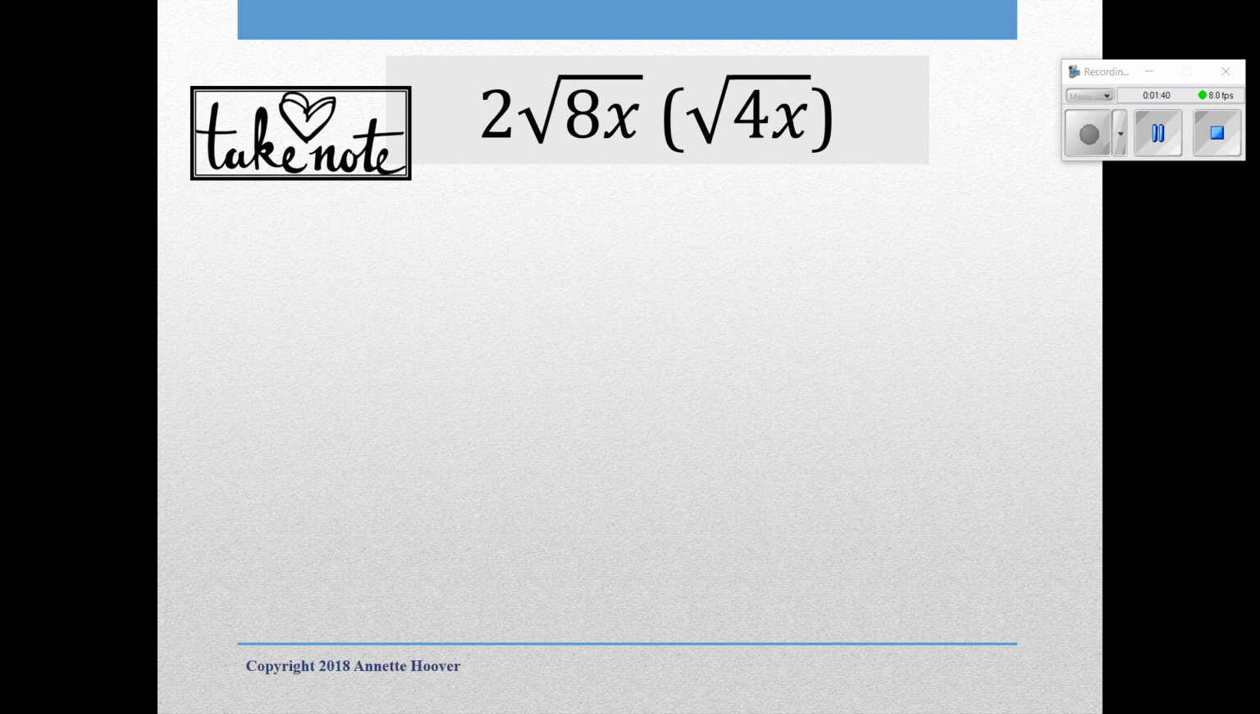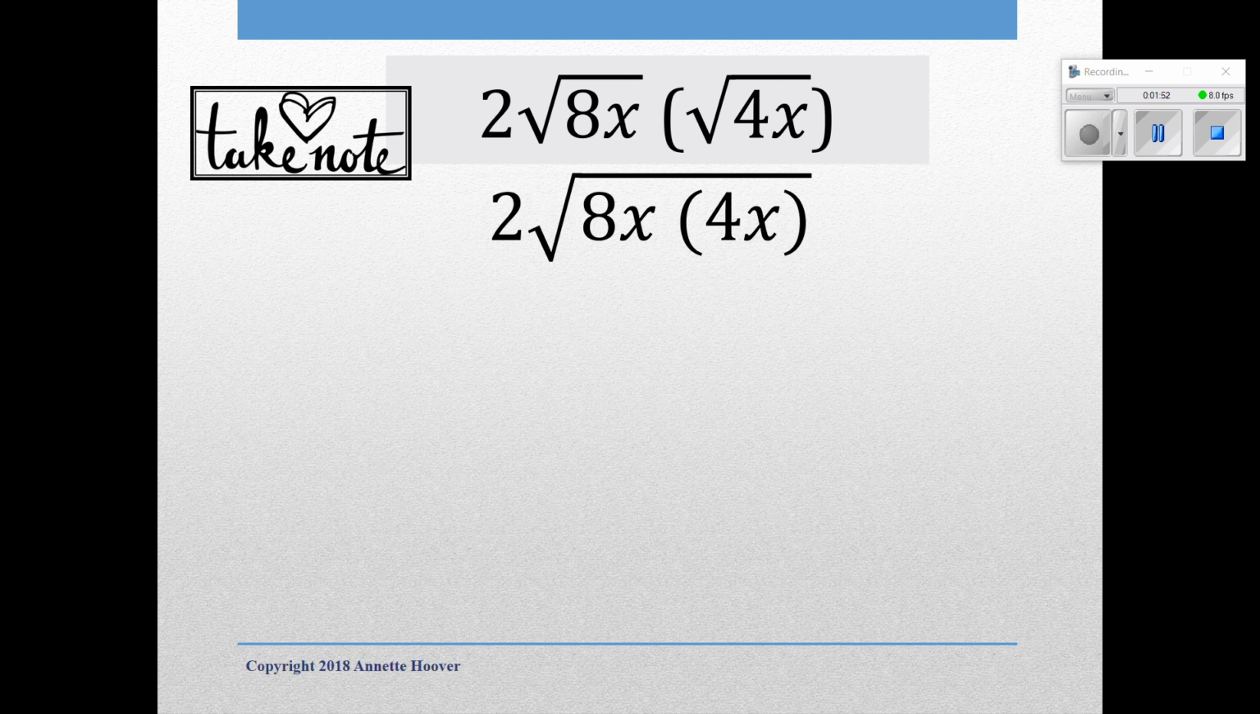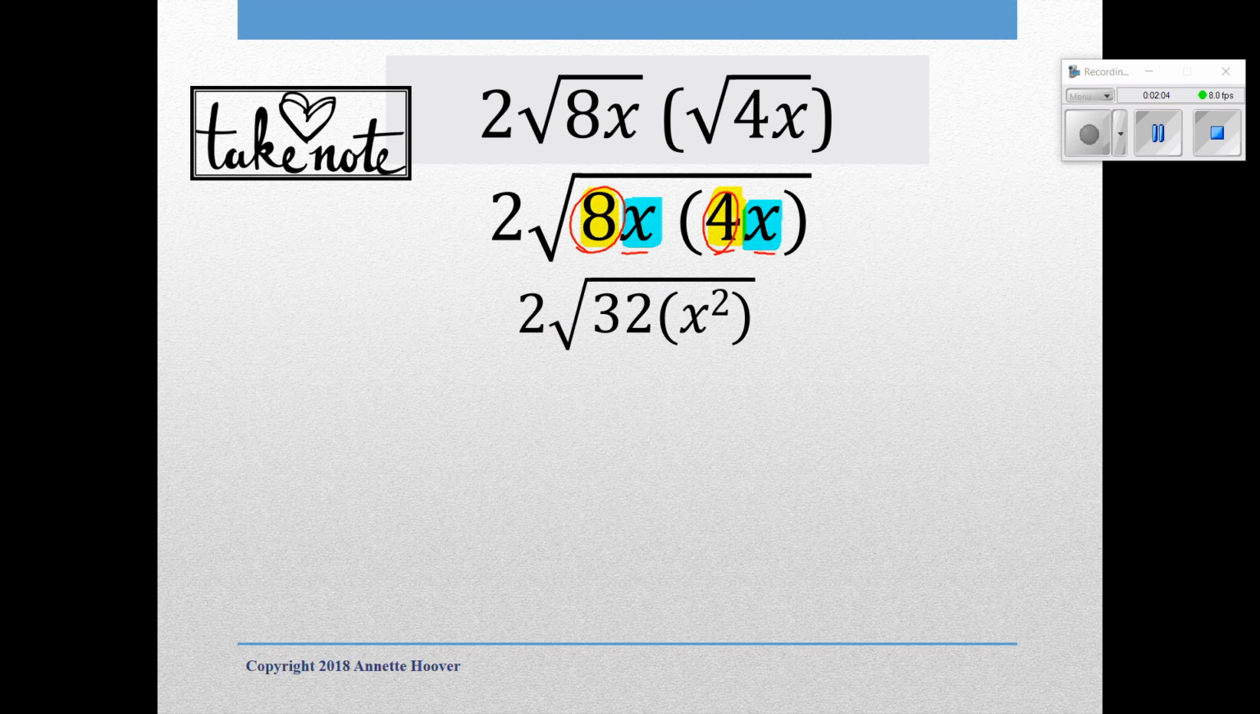On the outside of this, we have 2 times the square root of 8x times the square root of 4x. On the outside of the radical sign, we only have a 2. Underneath, we have 8x times 4x. We can multiply the 8 times the 4, and we can multiply the x times the x underneath. That is going to result in 32x squared. Again, we need to simplify.